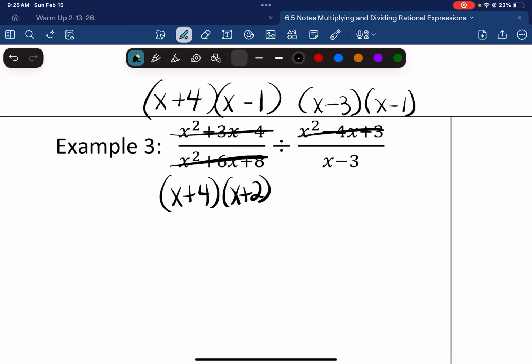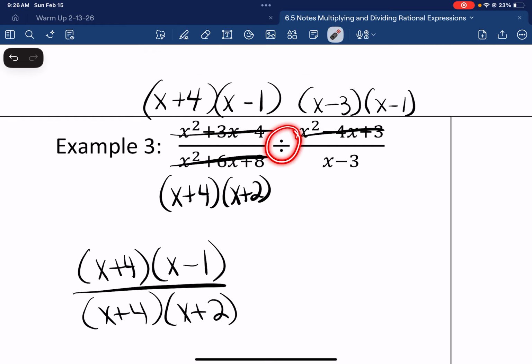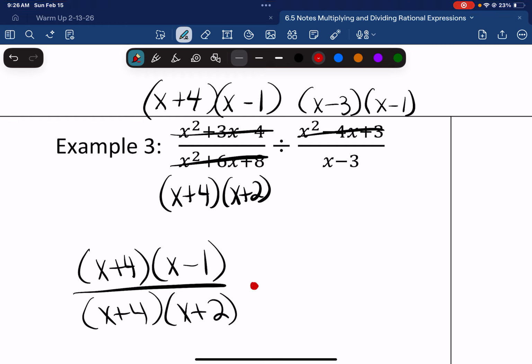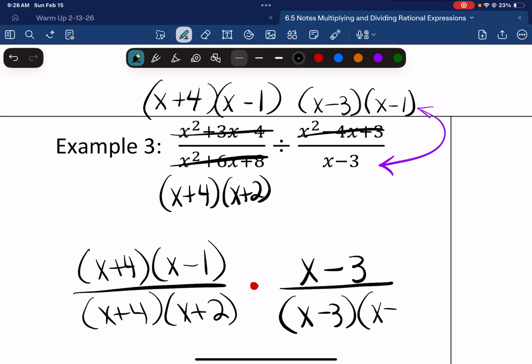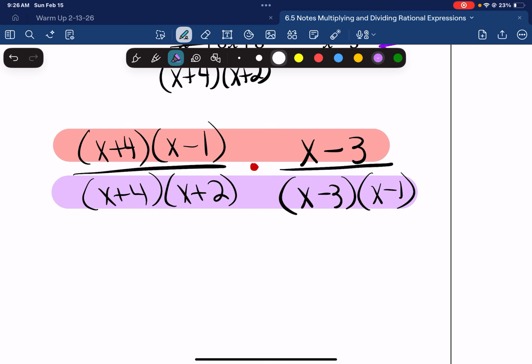So let's go ahead and rewrite our first fraction. We have x plus 4 times x minus 1 over x plus 4 times x plus 2. And remember, we change our division symbol to a multiplication problem. So this is times. And then we need the reciprocal of our second fraction. We've got to flip this fraction, right? So this turns into x minus 3 in our numerator. And our denominator is that x minus 3 times x minus 1. And remember to treat both numerators as 1 unit and both denominators as 1 unit.